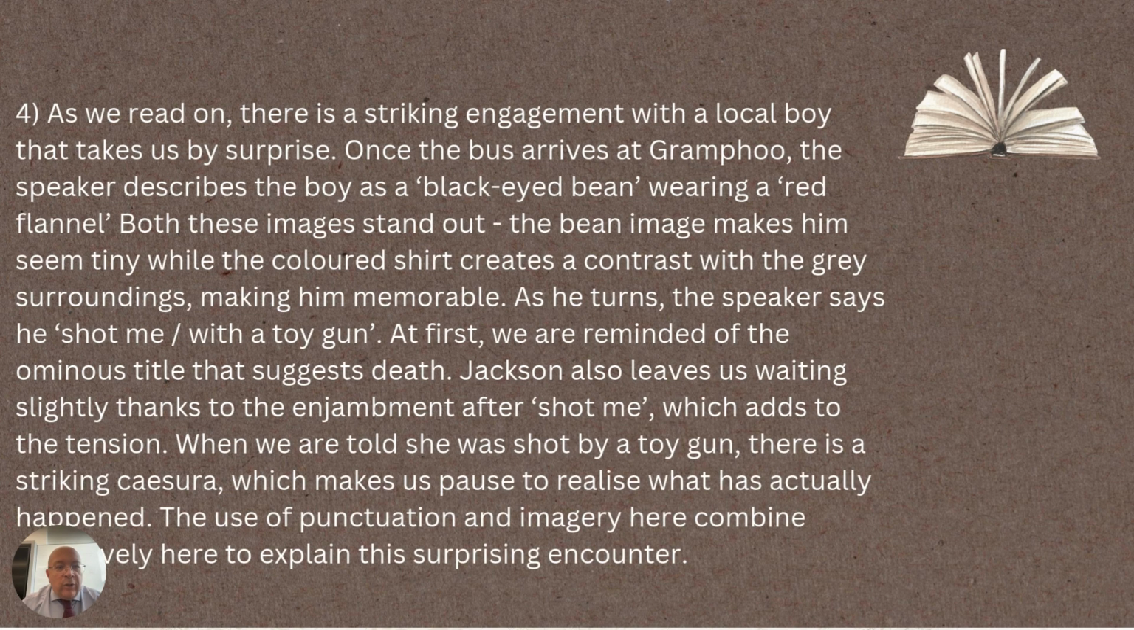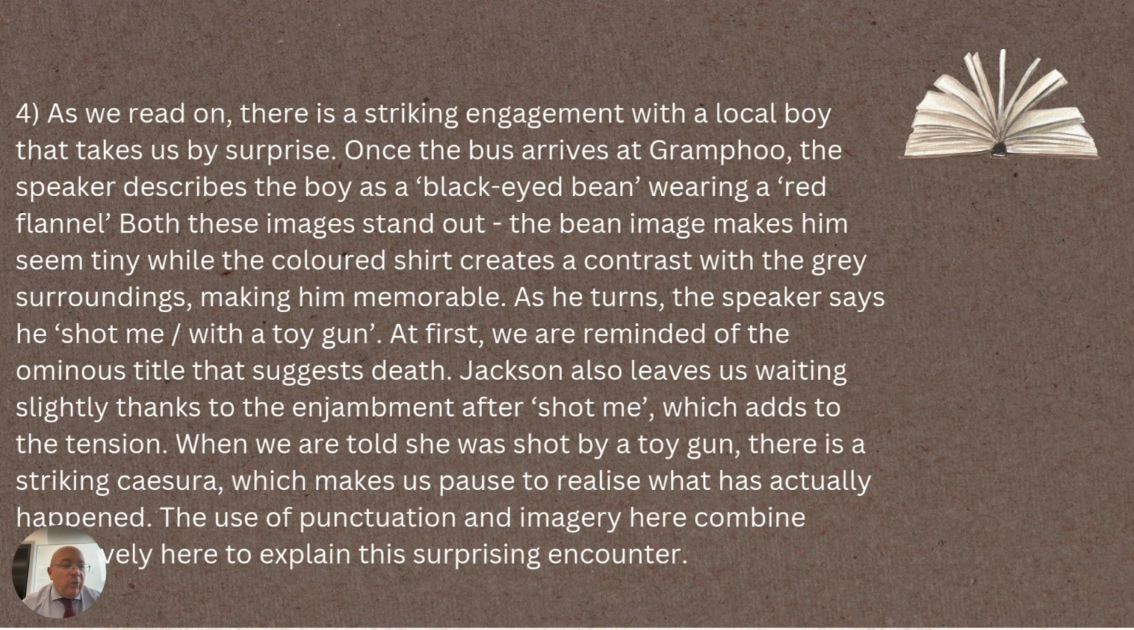Now let's move on. The next section is where really something striking happens, so it's a little bit longer, which is fine. As we read on, again signposting, there's a striking engagement, keyword, with a local boy that takes us by surprise. Once the bus arrives at Grampu, the speaker describes the boy as a "black-eyed bean wearing a red flannel". You see how I weave those quotes in rather than putting them in a separate line. This is a more natural way of doing it. Both these images stand out.